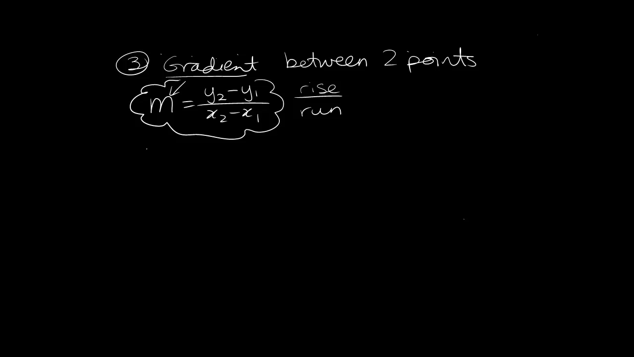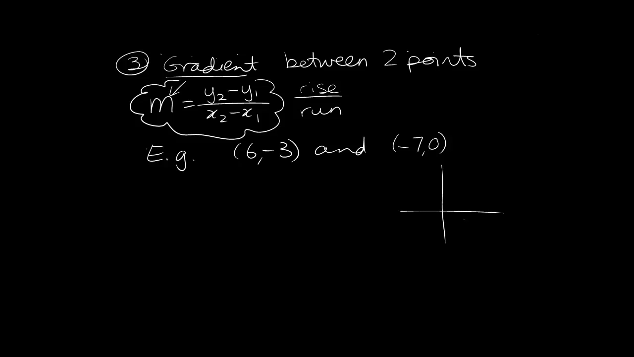Right, let's have a look at how this formula works. Suppose I have the point 6, -3 and another point -7, 0. Let's have a look at what that might look like on the Cartesian plane. So 6, -3 would be about here somewhere, and -7, 0 will probably be way over here somewhere. Now this is by no means a graph, it's really just a sketch.